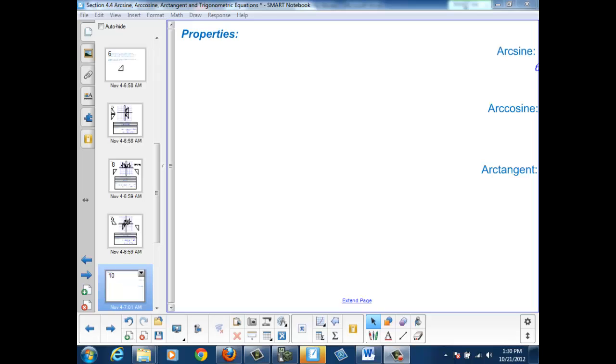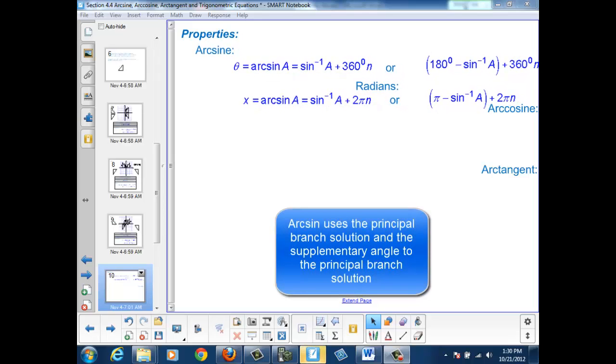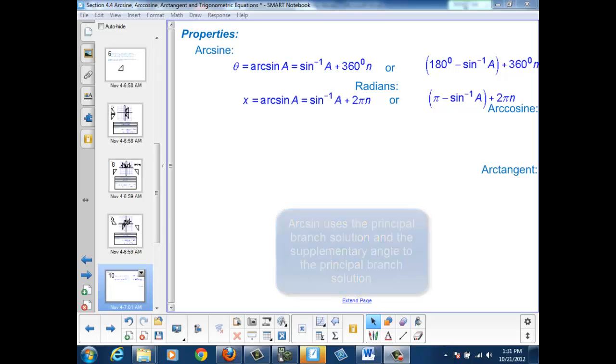Let's start with the arc sine. To solve equations using the arc sine, we first find our initial solution, the inverse sine, and any coterminal angles that apply to the inverse sine. And then we use the supplementary solution, 180 minus the inverse sine, or pi minus the inverse sine, and their coterminal angles to find remaining solutions.